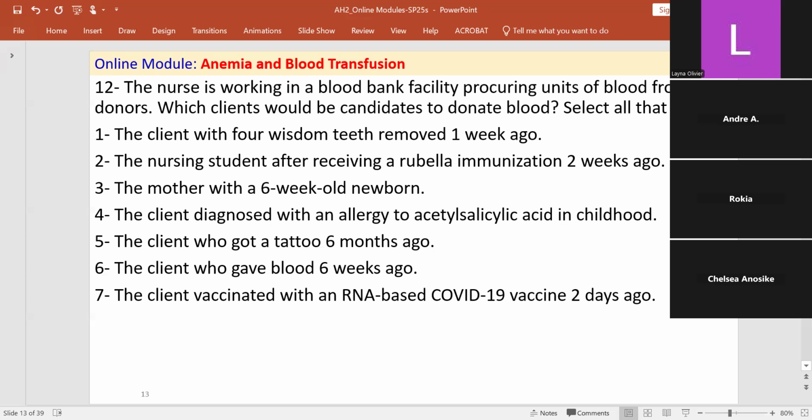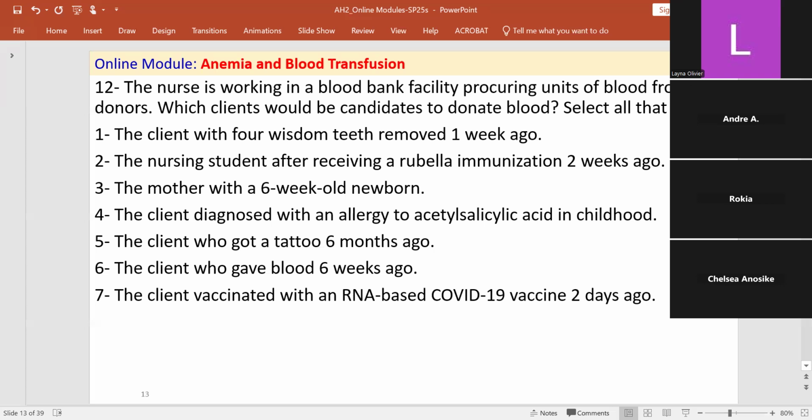What about number 4? A patient who has an allergy to acetylsalicylic acid, like aspirin, in childhood, yes, they can. It has nothing to do with transferring that to others. So 1, 3, and 4, they can.